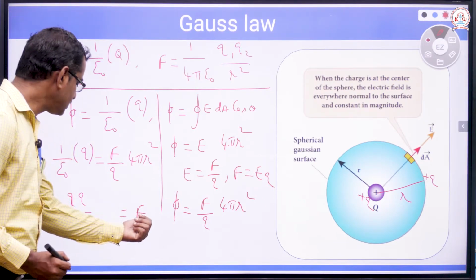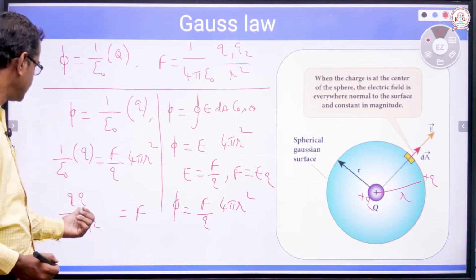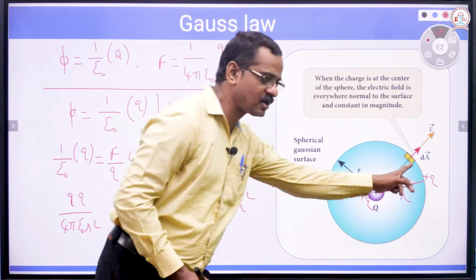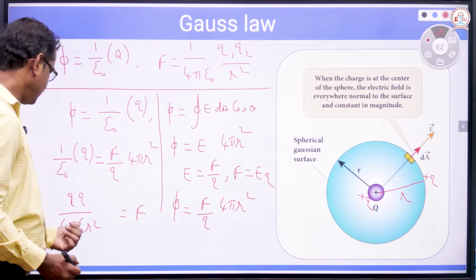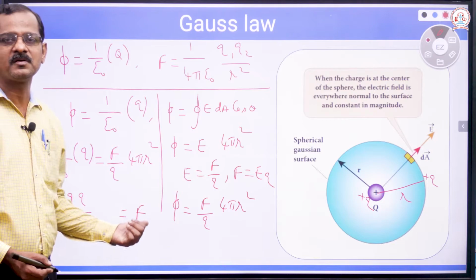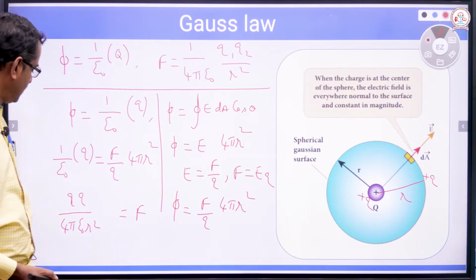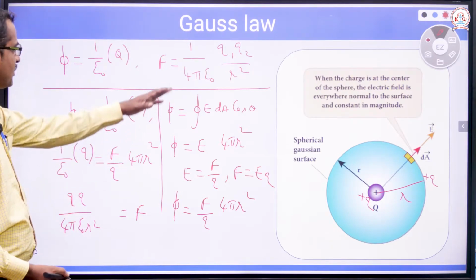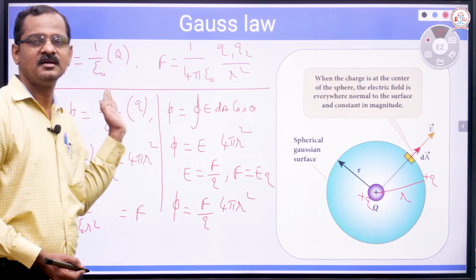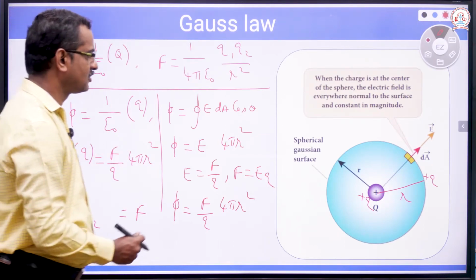So this is Coulomb's law of electrostatics. Force is directly proportional to the product of the charges and inversely proportional to the square of the distance between the two charges, where epsilon naught is permittivity. 1 by 4 pi epsilon naught value is 9 into 10 power 9, and epsilon naught value is 8.854 into 10 power minus 12. So we can relate Gauss law and Coulomb's law of electrostatics like this. Hope children you understand this.